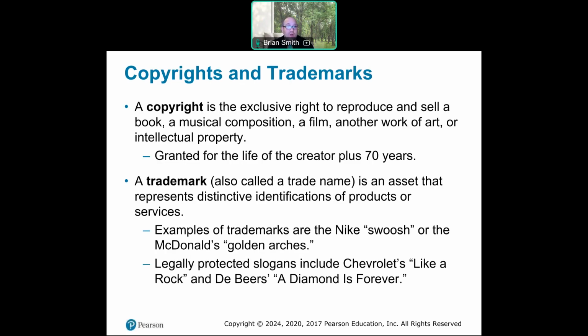Other examples: copyrights and trademarks. This one gives you the Nike swoosh and the golden arches. Although, if you didn't know this, Sedona is the only place on the face of the earth where the golden arches are green. If you didn't know that, go look it up. It's pretty crazy. I've been there. There are also legally protected slogans like Chevrolet's Like a Rock and De Beers' A Diamond Is Forever. I had no idea that you can protect a slogan like that. I can't go out there and say Like a Rock in my marketing, or I'd get in trouble. And diamonds are technically not forever; they do wear out eventually. I'm just being silly now.